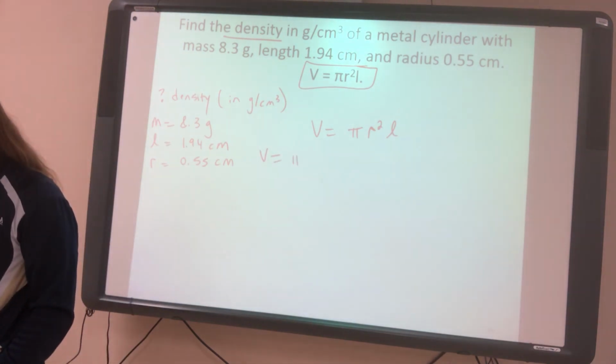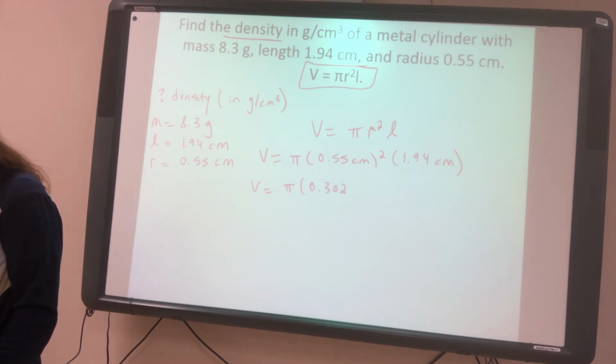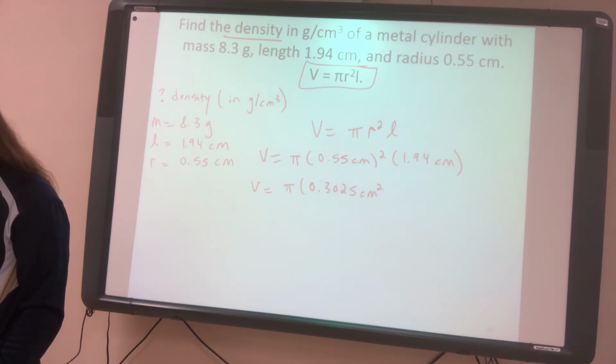Let's see what happens. Volume is equal to pi, let me put my radius in, and my length in. I need to simplify it. Let me get rid of that exponent by squaring the 0.55. That gives me 0.3025 centimeters squared. You square the number and the unit. I squared the number, giving 0.3025, and squared the unit, giving centimeters squared. Now multiply. Use the pi button on your calculator, times this, times this.